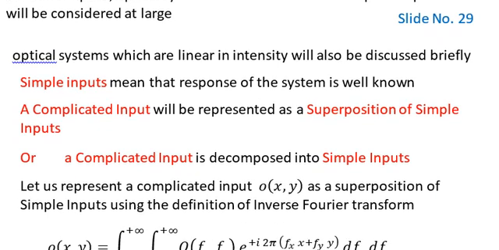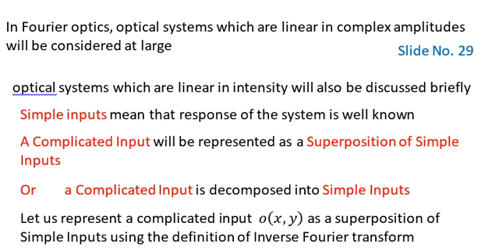In Fourier optics, the optical systems which are linear in complex amplitudes will be considered at large. Optical systems which are linear in intensity will also be discussed briefly. So in Fourier optics, our main emphasis will be on the coherent systems, where we shall deal with the complex amplitudes.